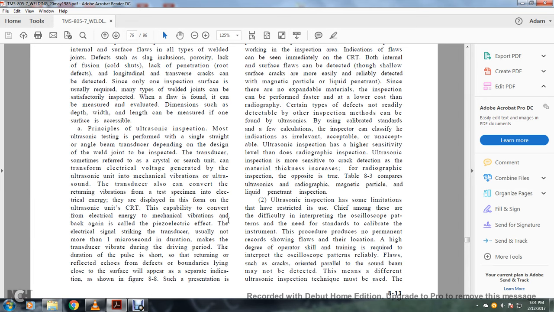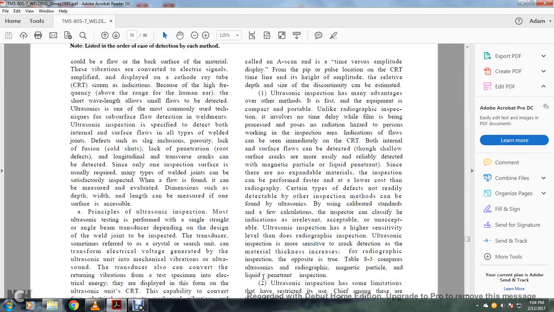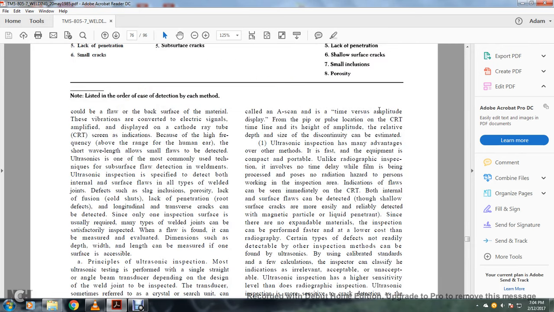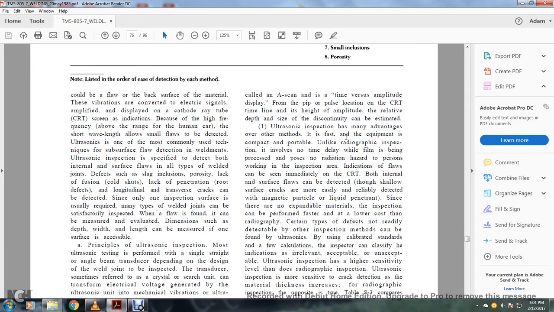Again, through the piezoelectric effect, the electrical signal striking the transducer, usually lasting not more than 1 microsecond, makes the transducer vibrate during the driving period. The duration of the pulse is short, so the return of the reflected echoes from the defects, the boundaries, and the opposite surface will appear as separate indications, shown in figure A8. This is called the A-scan, and it displays time versus amplitude, with the initial pulse, location on the CRT timeline, and height of the amplitude, so the relative depth and size of a discontinuity can be estimated.